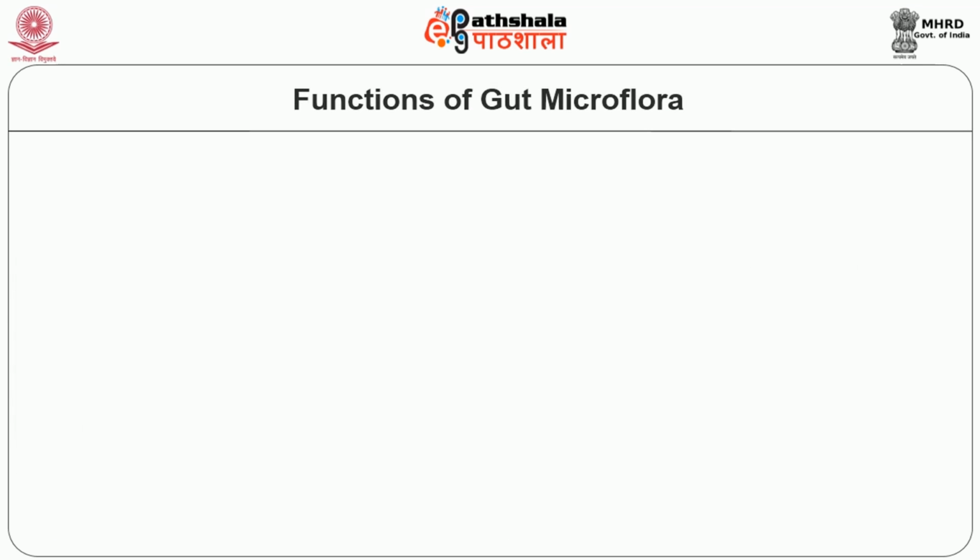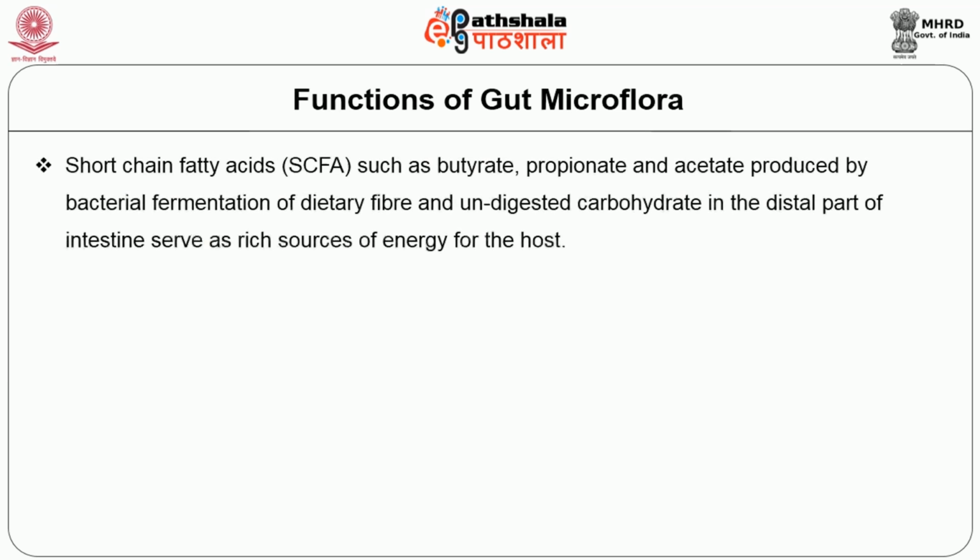Then we learn about the functions of gut microflora. Gut microflora and host nutrition. Short chain fatty acids such as butyrate, propionate and acetate are produced by bacterial fermentation of dietary fiber and undigested carbohydrate. Undigested carbohydrate means, in addition to the dietary fiber, some of the starch also which is not digested and will reach the large intestine, is called resistant starch, which is also under the category of undigested carbohydrates, which also behaves like a dietary fiber in the distal part of the intestine. These serve as a rich source of energy for the host.